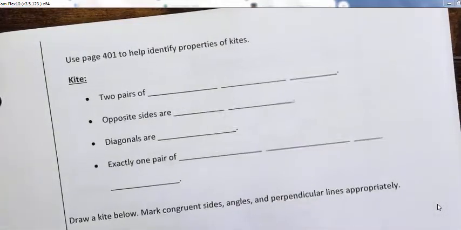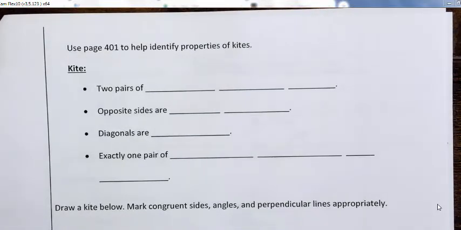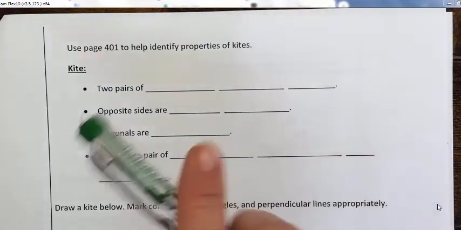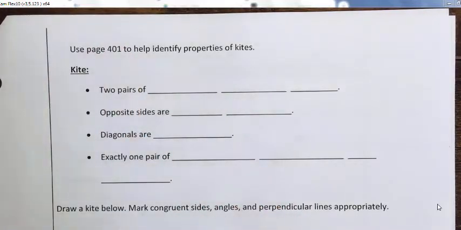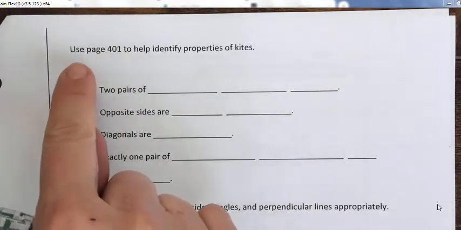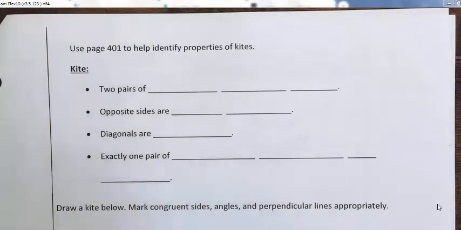Okay, the next and final quadrilateral that we're going to talk about in this chapter is a kite. And a kite, well, maybe you've all seen a kite being flown. But a kite is basically another type of quadrilateral with some special properties. So let's go over those. Now, they're all listed on page 401. So if you wanted to pause the video, go check out page 401, see if you can fill in these blanks, and then come back.